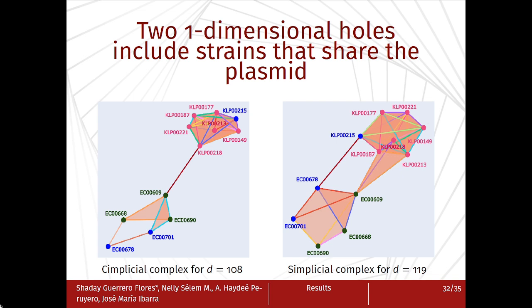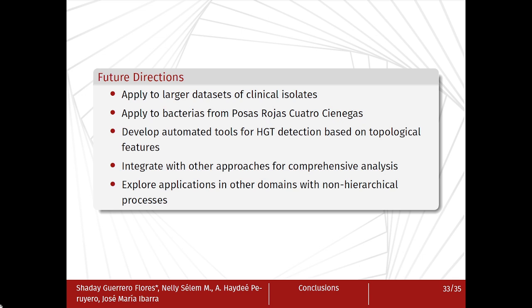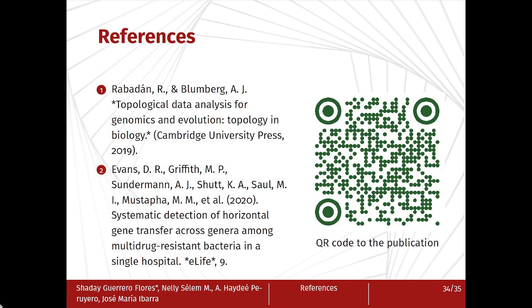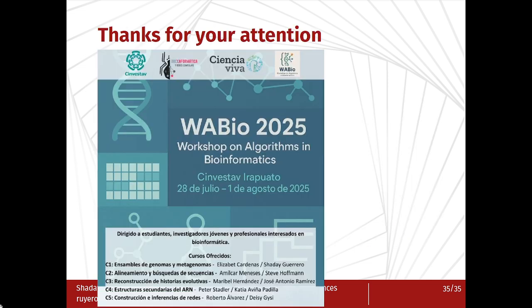Okay. The future direction: apply it to a longer data set of clinical isolates, apply it to bacteria from Ositos Rojas, Cuatro Ciénegas probably, and automate this strategy and other things. So, one reference, and finally, thank you for your attention and the invitation to BiGEvo 2025.